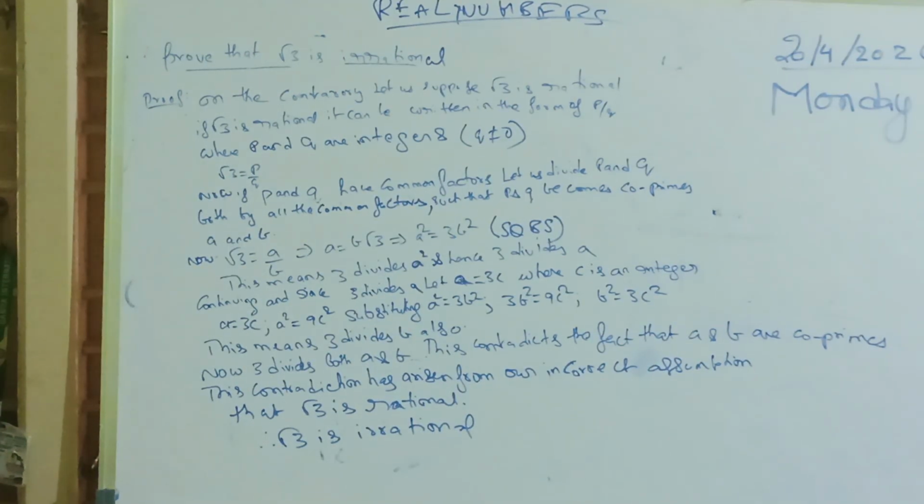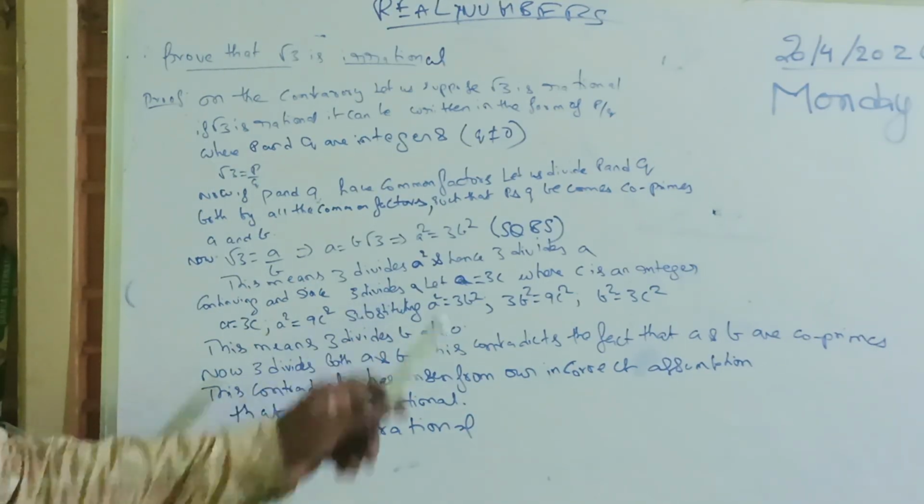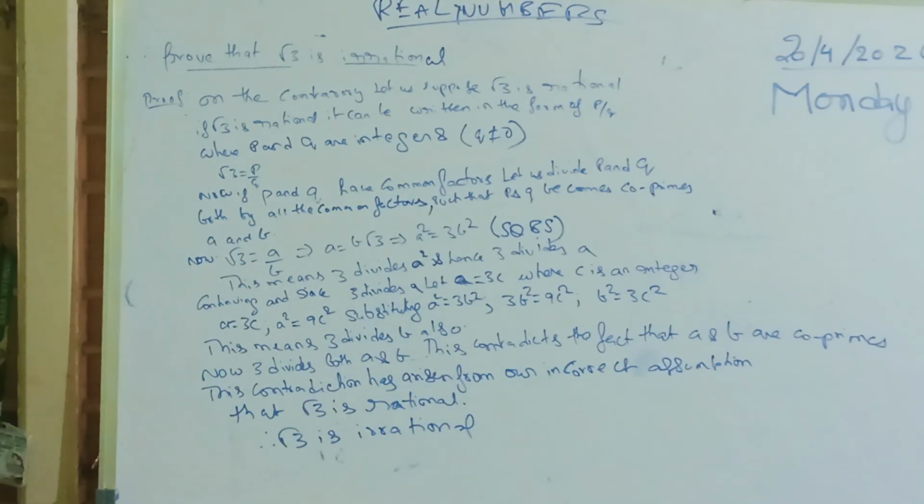If 3 divides a square, we have learned in our earlier theorem that 3 divides a also. The theorem is: if p divides a square, then p divides a, where p is a prime number and a is an integer. Considering the same theorem, if 3 divides a square, then 3 divides a.